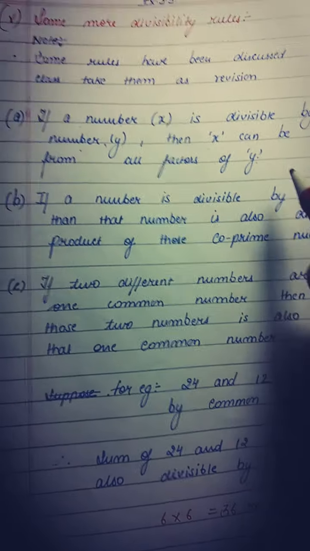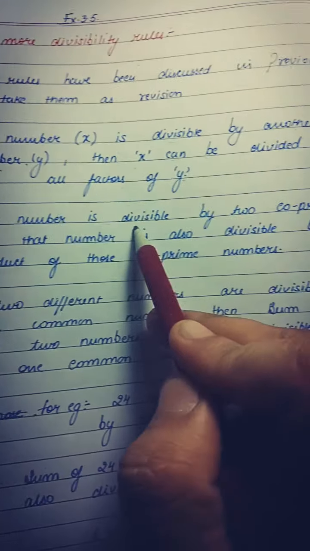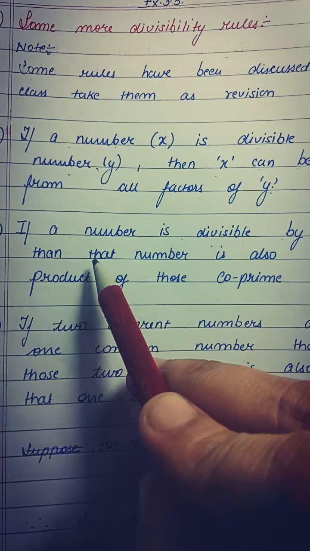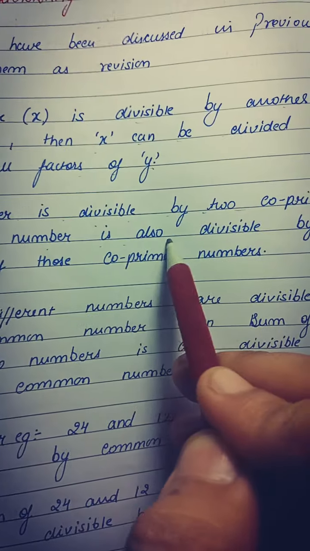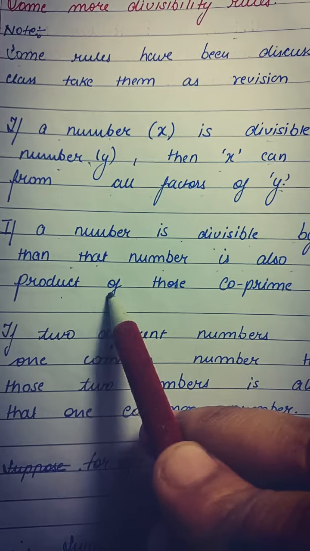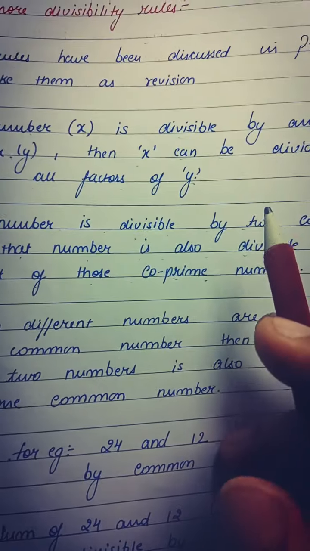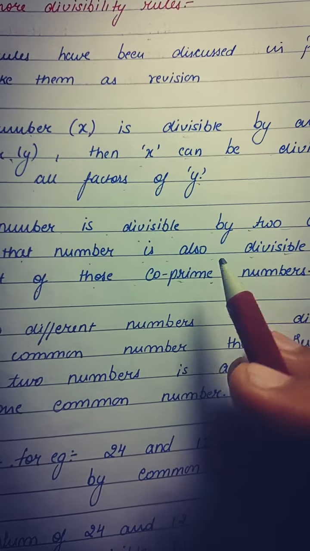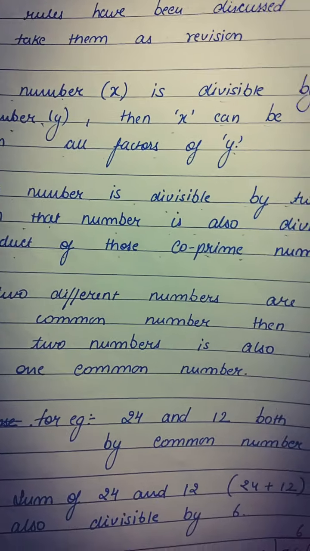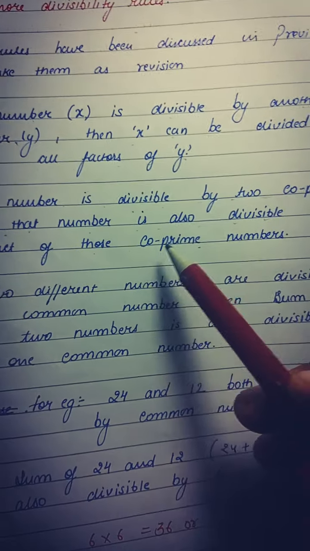Okay. Second rule: if a number is divisible by two co-primes, then that number is also divisible by the product of those co-prime numbers. I will discuss this rule in a question that is given further. Okay.